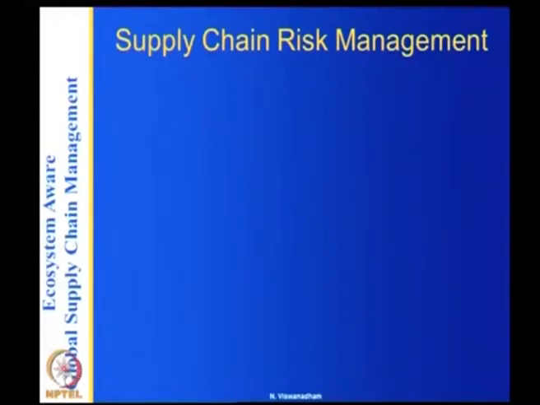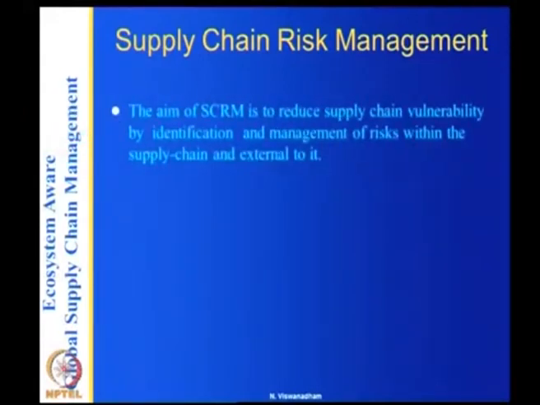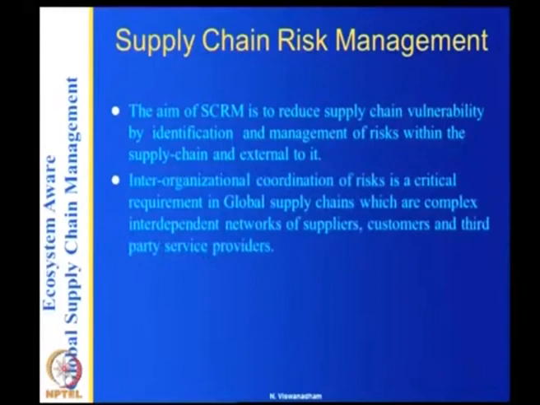Supply chain risk management: the aim is to reduce supply chain vulnerability by identification and management of risk within the supply chain and external to it. That's how we defined it. Inter-organizational coordination of risk is a critical requirement in global supply chains, which are complex, interdependent networks of suppliers, customers, third-party service providers, and so on. So this is a thing that we went through.